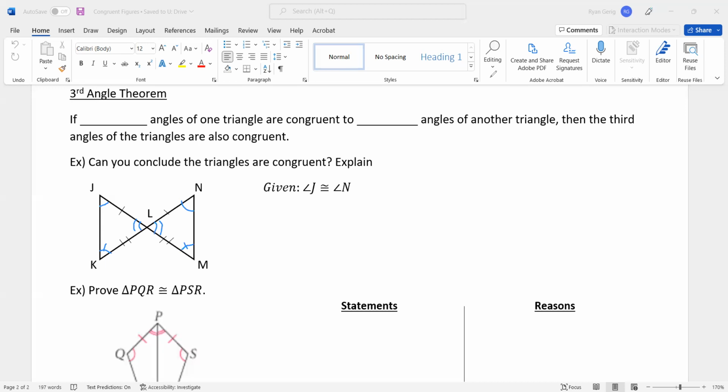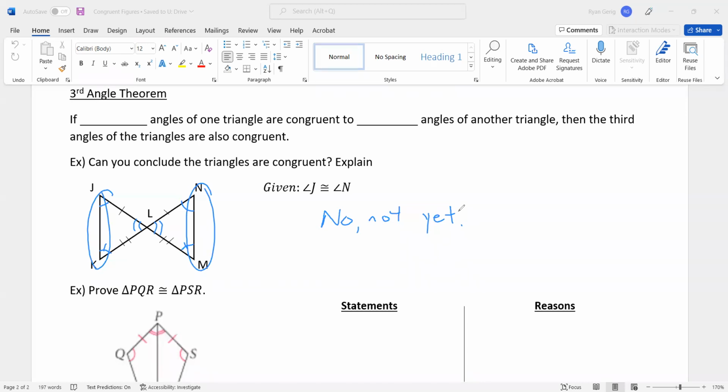However, I don't have these third sides. There's no third side theorem. There's a third angle theorem, but there's no third side theorem. So technically, no, not yet. Once we get to tomorrow's lesson, you will see that yes, we actually can, but with what I've taught you today, no, because I need the remaining side to be congruent as well.